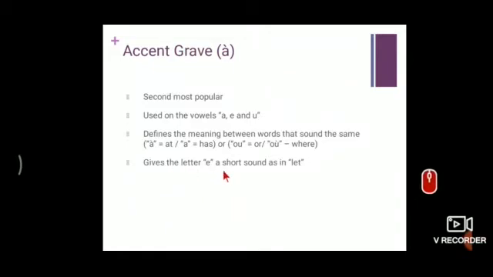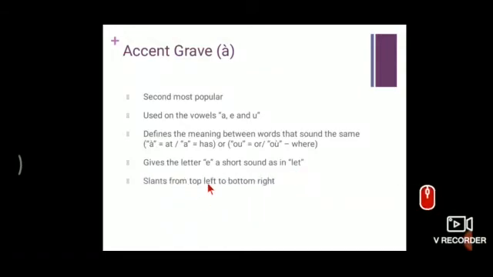It gives the letter E a short sound, as in let. When you say the word let, can you see where the E is? The E disappears very soon, right? Let. That sound is inside, but we cannot sense it. So the E sound is very short, no? The same way, accent grave is very short. The sound which is pronounced is very short. You will not say let. Likewise, the sound is very short.